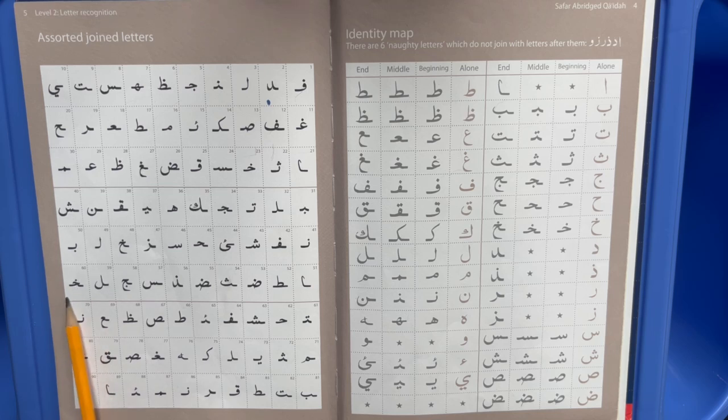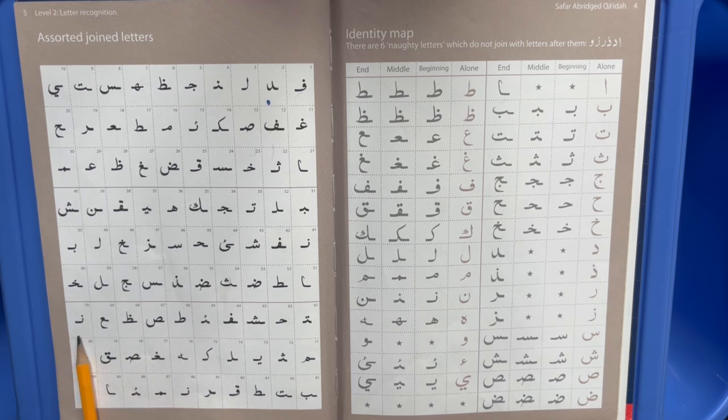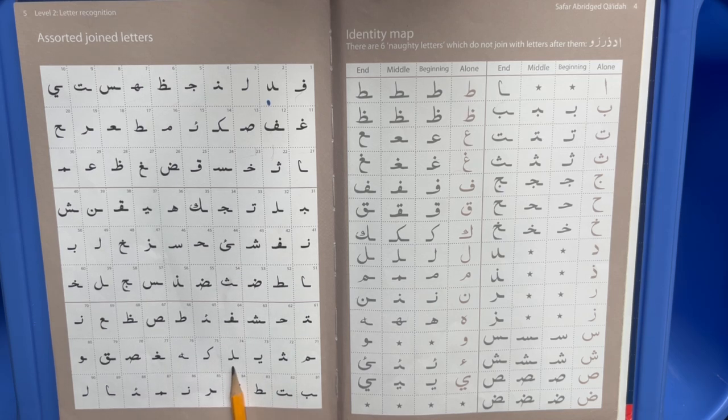kha in the middle, ta in the middle, ha at the beginning, sheen in the middle, fa in the middle, hamza in the middle, ta at the beginning, sad at the end, dha in the middle, ayn at the end, noon at the beginning, mim at the end, tha in the middle, ya at the beginning, lam in the middle, kaf at the beginning, ha at the end, ghain in the middle, sad.